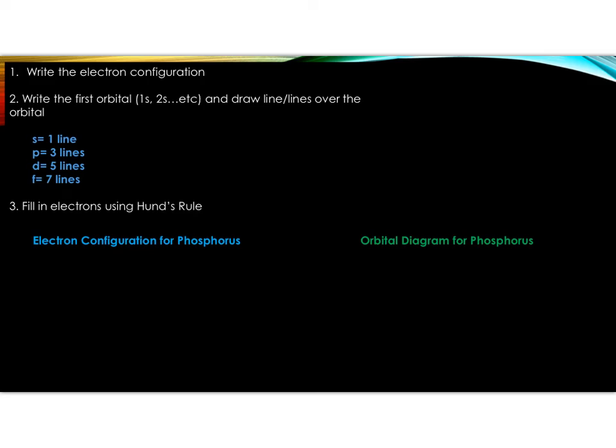So let's do a couple example problems. The first one is, we know that these are the rules for drawing electron configurations. So let me show you what the electron configuration looks like for phosphorus, and then we'll draw the orbital diagram for phosphorus. So if you take a look at it, the electron configuration of phosphorus is 1s2, 2s2, 2p6, 3s2, 3p3. Looking at the rules for the orbital diagram, you want to first write the full electron configuration, and then you want to write the orbitals.